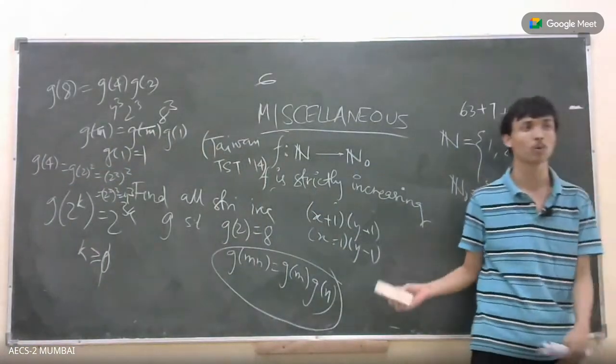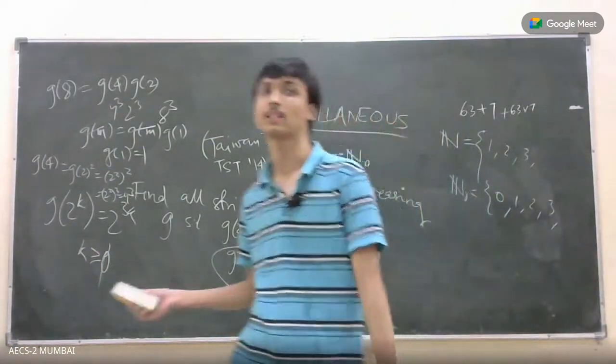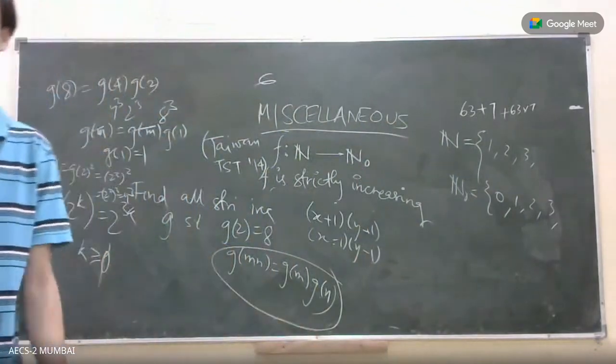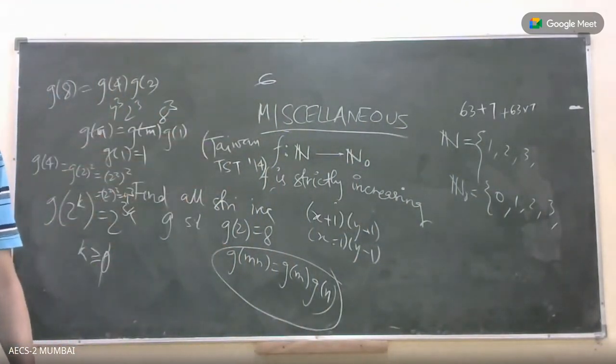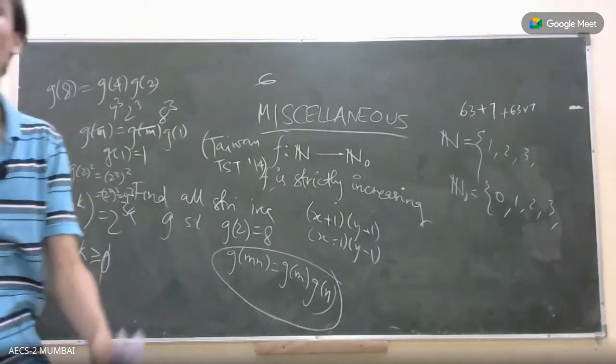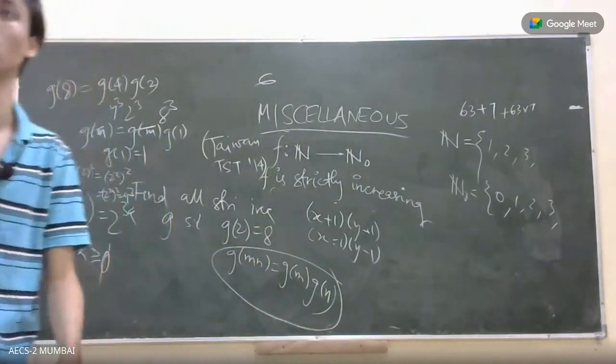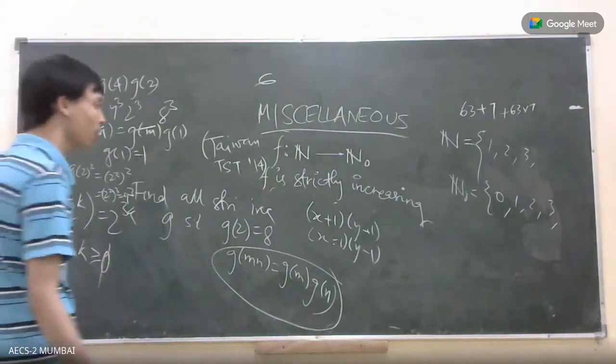Now what do we want to prove? That g of x equals x cube for all natural numbers x, right? But so far we have only gotten the powers of 2. How do we proceed?